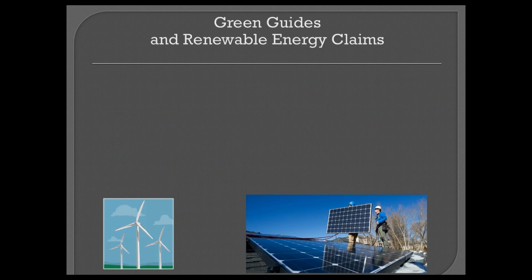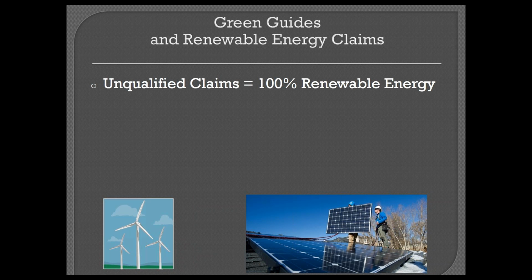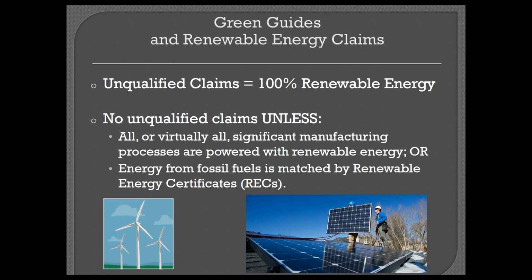But one of them is renewable energy claims, and there are some basic principles in the guides. The first is that if you make an unqualified claim, and when I say unqualified claim, I mean a claim that doesn't have any additional information to explain what it means. If you're making an unqualified claim about renewable energy, say our potato chips are made from renewable energy, they have to be made from 100% renewable energy. You can't make an unqualified claim unless all or virtually all of the process was powered with renewable energy, or you've bought renewable energy certificates to match the power that you're using.